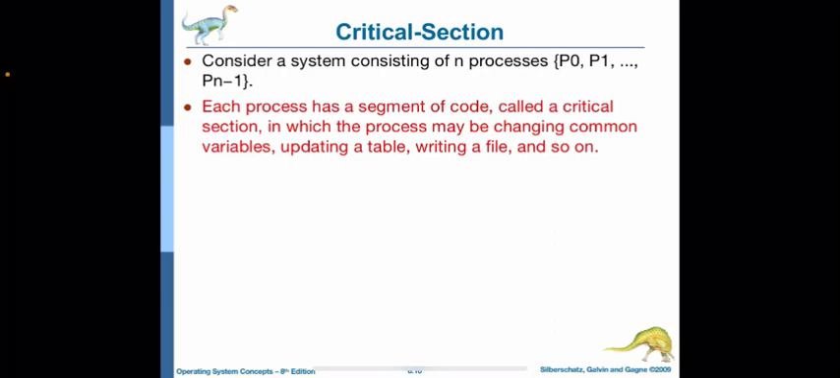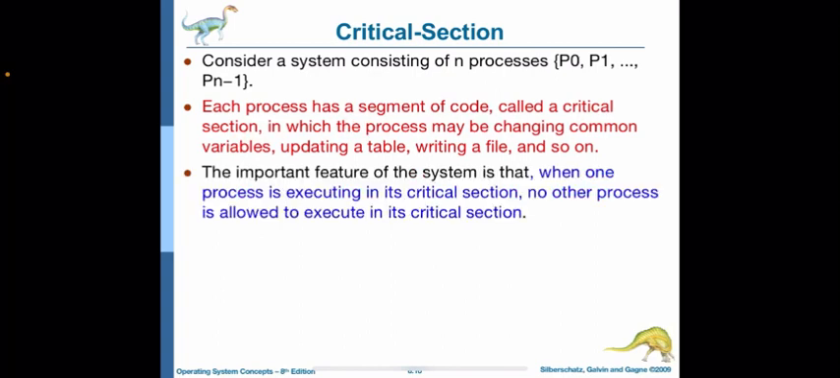And so identify the code segment. In case of producer and consumer, that count plus plus in the producer or count minus minus in the consumer is a segment of code that modifies the common data, right? Like that, any process has a segment of code called critical section. So that code segment inside a process which modifies the common data is called critical section. So identify that critical section of every process.